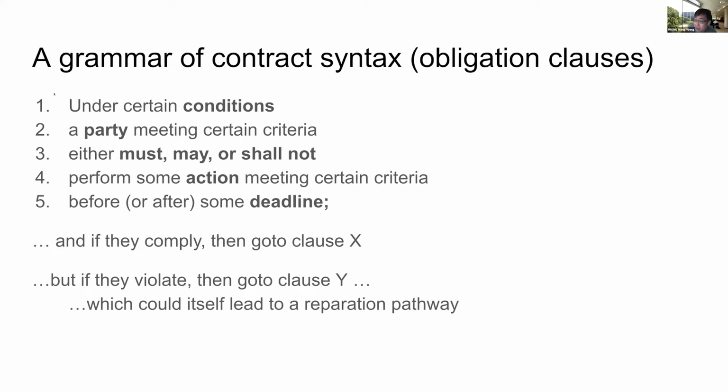And our claim is that every clause in every contract that exists today, every traditional English language contract, basically follows this fundamental structure, which is that under certain conditions, some party meeting certain criteria, like me or you or whoever, either must, may, or shall not perform some action to some criteria before some deadline or after some deadline. And a contract is made up of a graph of these clauses. If they comply, then you go to X, and if they violate, then you go to Y.